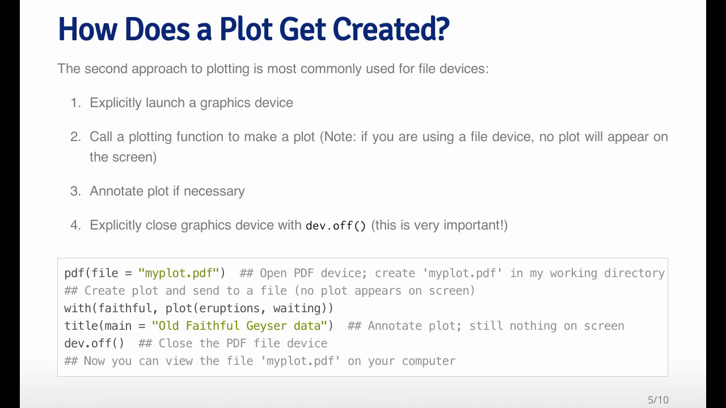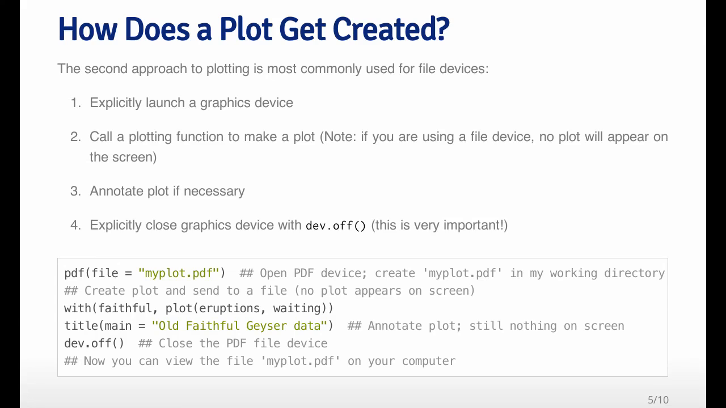Typically the best way to do this is to save your plotting code in a separate file, and that way you can just cut and paste the code into R, and you don't have to worry about making a mistake while you're typing the code in. After you create the plot, you annotate it if you need to, then you have to close the graphics device with the function dev.off. Once you've closed the graphics device, the plot is complete, and if you sent it to a file, then you can open the file on your computer, include it in a presentation, or email it to someone.